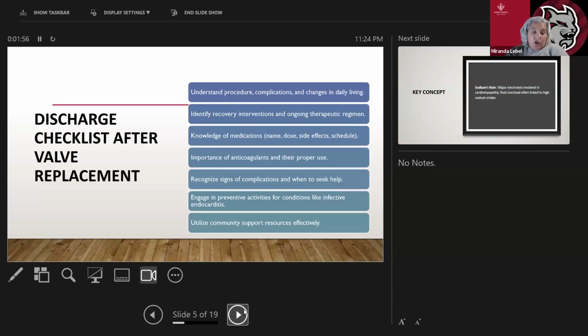So our discharge checklist after a valve replacement is that we understand the procedure, complications, and changes in daily living, identify recovery interventions and the ongoing therapeutic regimen, have knowledge of medications, the importance of anticoagulants and their proper use, and recognize signs of complications and when to seek help. Engage in preventative activities for conditions like infective endocarditis, and utilize community support resources effectively.